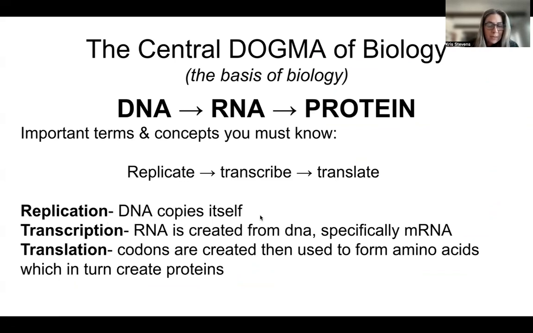Replication is when DNA copies itself. Transcription, RNA is created from DNA. Specifically, this is the mRNA, which is the messenger RNA. It carries the message. And translation, this is when codons are created and then used to form amino acids, which in turn create proteins. Remember, there are 20 amino acids. These make up proteins. What are proteins? They're enzymes. They're catalysts. They're in every bodily function. We must have those in our body to control all of our metabolic processes.